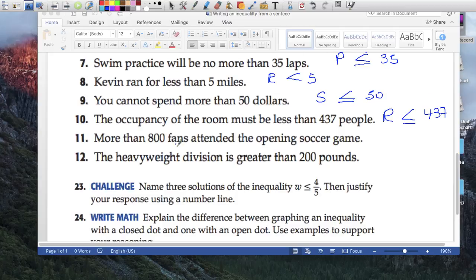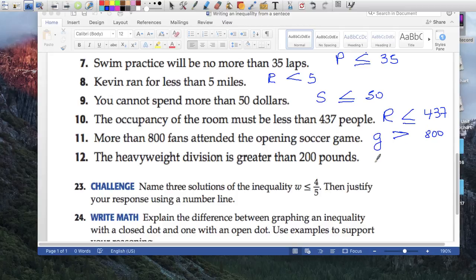Okay, more than 800 fans attended the opening soccer game. So here was a soccer game. Let's call it G. The fans that attended. Okay, so at this particular game, how many fans attended this? The game, was it greater than 800, less than 800? So it's more than 800 for sure, more. Okay, not 800, anything above 800, 801, 802, 803.